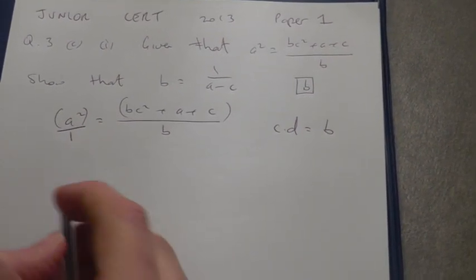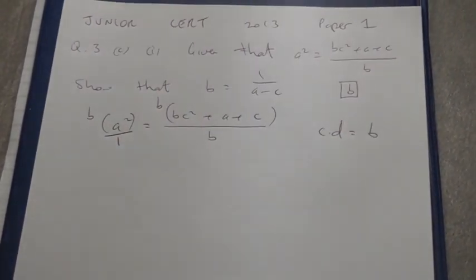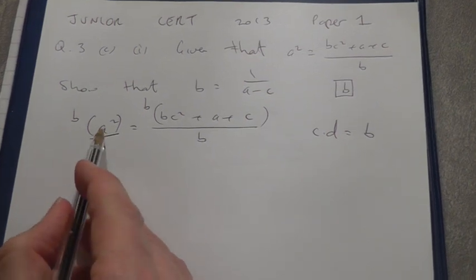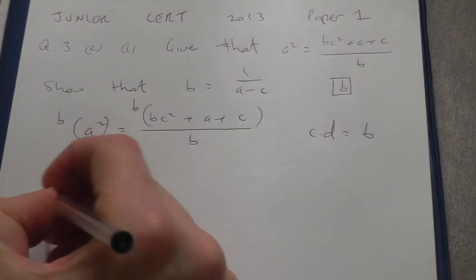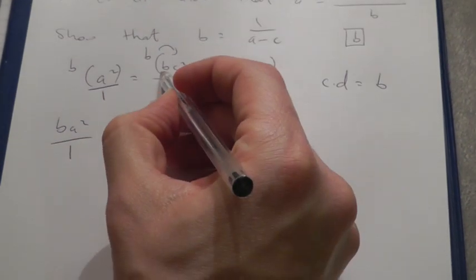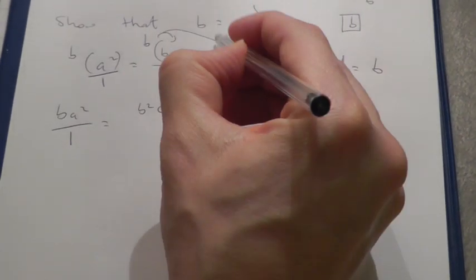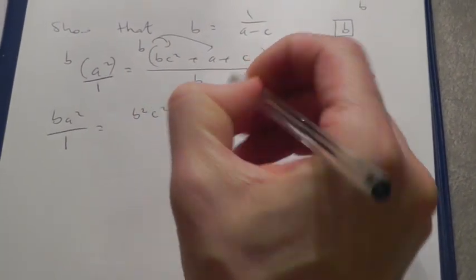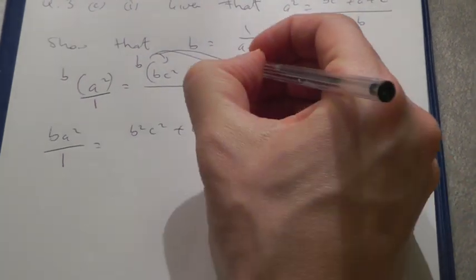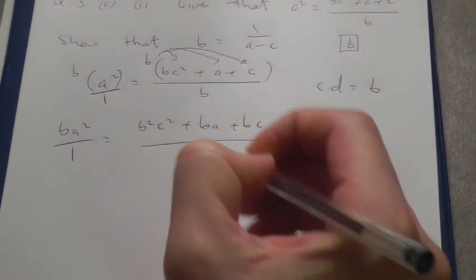And I will multiply this by both of the tops of the fractions, like so. So I put a b here and a b here. Is that okay? b multiplied by a squared is ba squared over 1. b multiplied by bc squared, b by b is b squared, and the c squared is already there. b by a is ba, and b by c is bc. And on the bottom we still have our b.